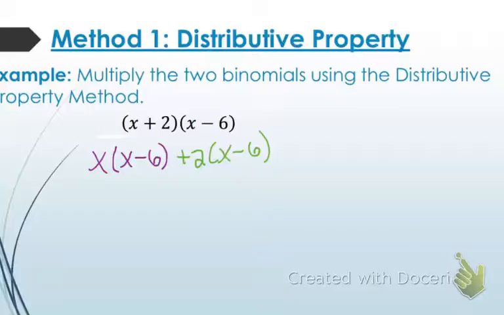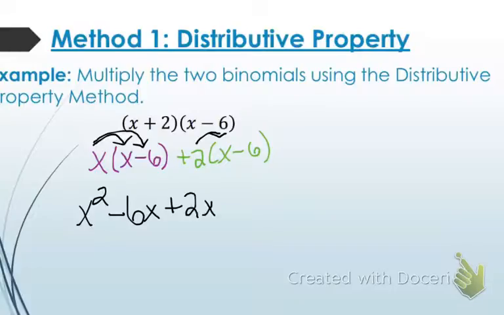So I'm going to distribute x times x, x squared, x times negative 6, negative 6x. So I'm done with that. Moving on to the next part. Distribute the positive 2 times x, and that is a positive 2x. 2 times negative 6 gives us a negative 12. Okay, so we have distributed.